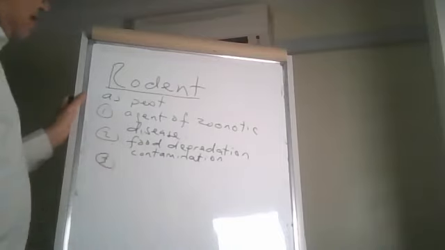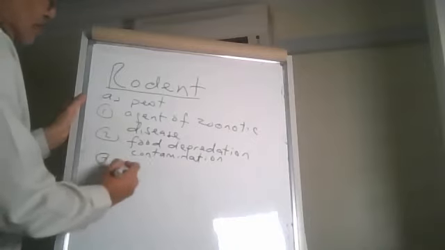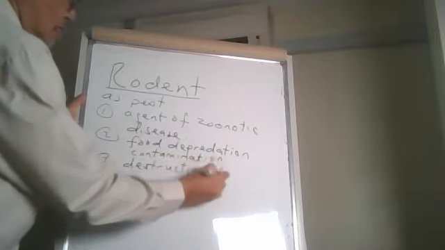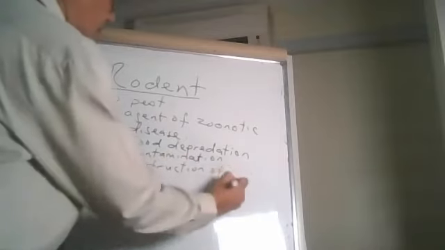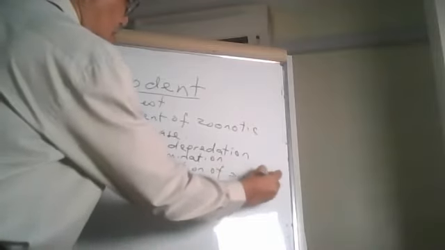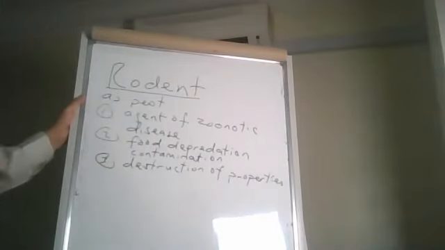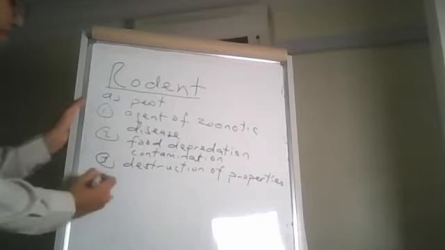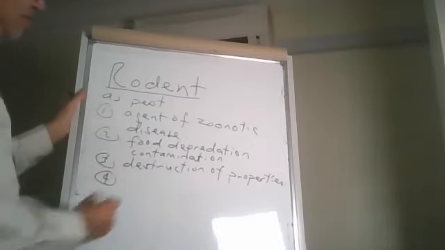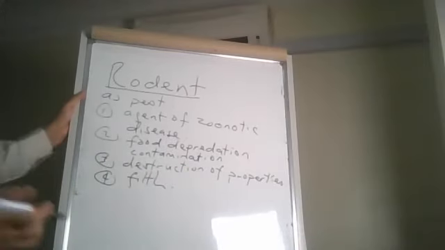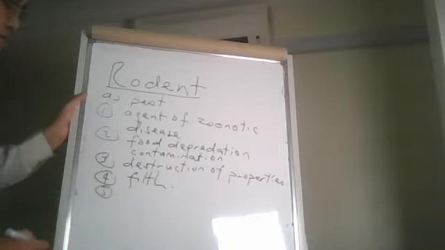Number 3, destruction of properties. Okay, destruction of properties, furnitures, clothing, what have you. Number 4, filth. What is filth? Kekotoran. Kekotoran. Number 5, image.